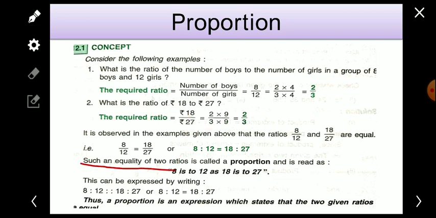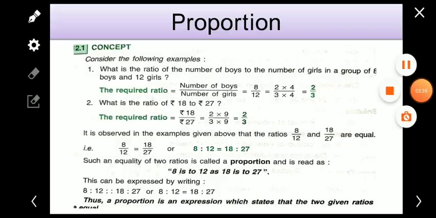Such an equality of two ratios is called proportion. Actually, what is proportion? Proportion is the equality of ratios. It means if two ratios are equal, then they are said to be in proportion. It means they form a proportion. They are said to be in proportion when two ratios are equal.